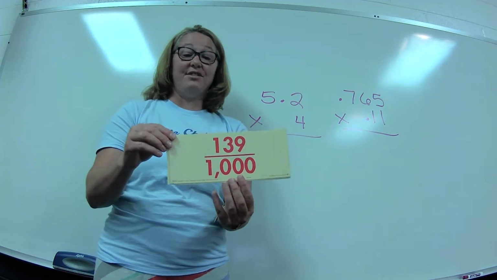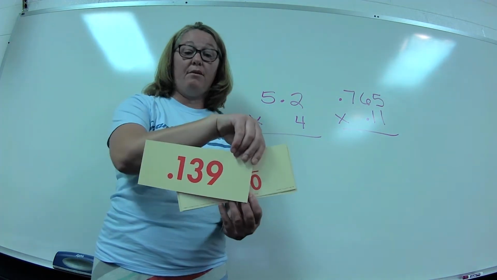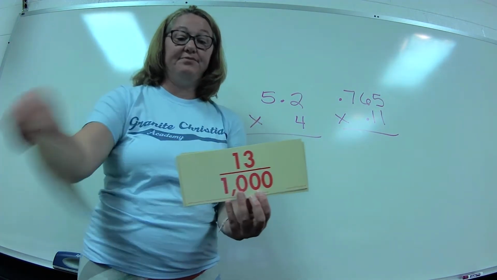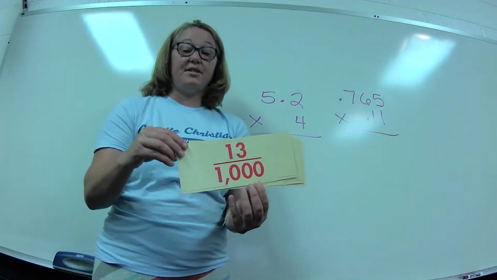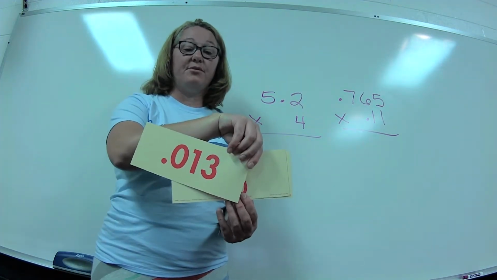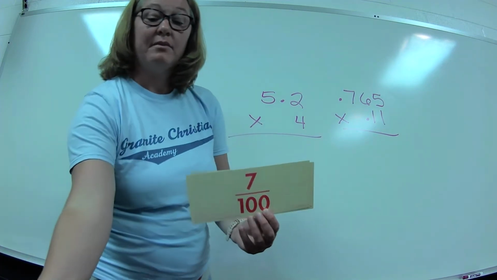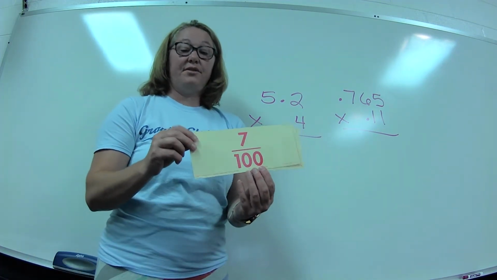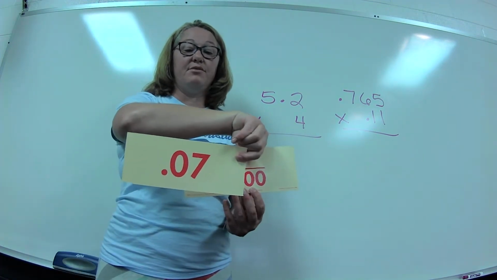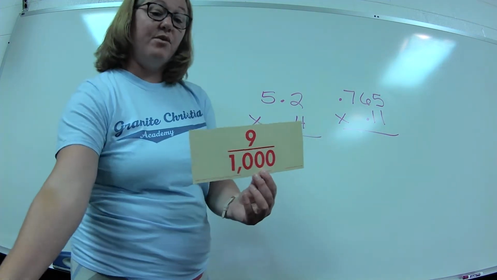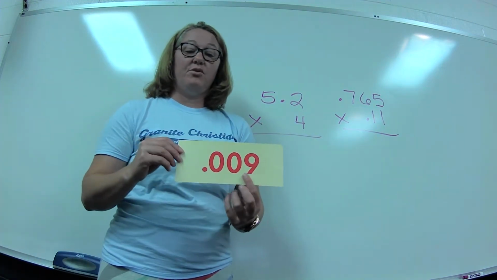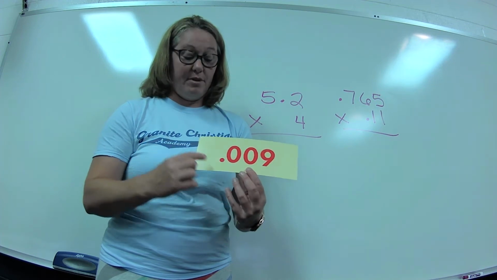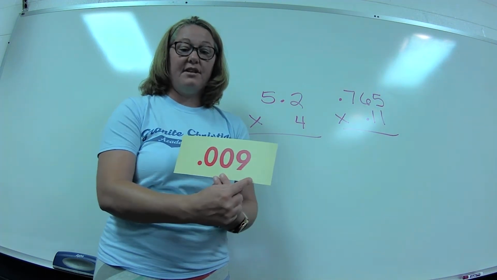139 1,000ths. 0.139. 13 1,000ths. 0.013. 7 100ths. 0.079. 1,000ths. 0.009. Remember, tenths, hundredths, thousandths.